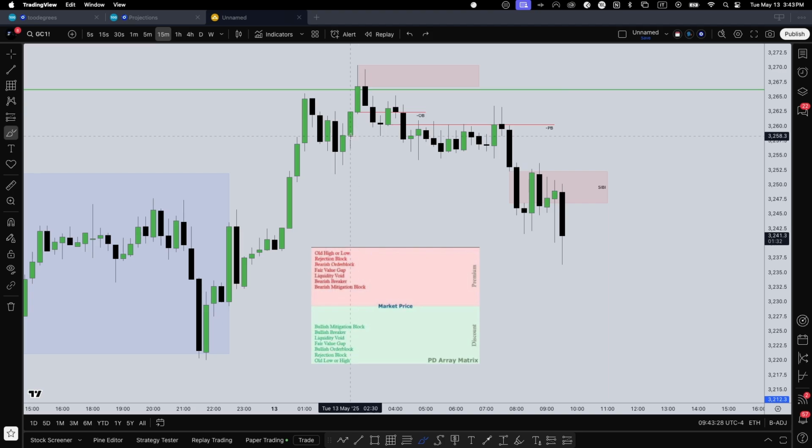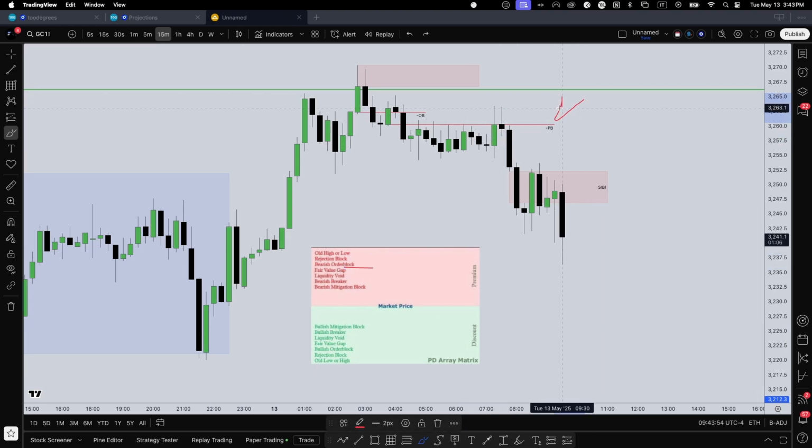If we close below this, and this is your propulsion block, if you guys are familiar, you can see how we invalidate this propulsion block. The 50%, we trade above it. So to me, really in this leg, the order block is up here. Propulsion block is not in this list, but I put it in the middle here between the fair value gap and the bearish order block. So we have it right there.